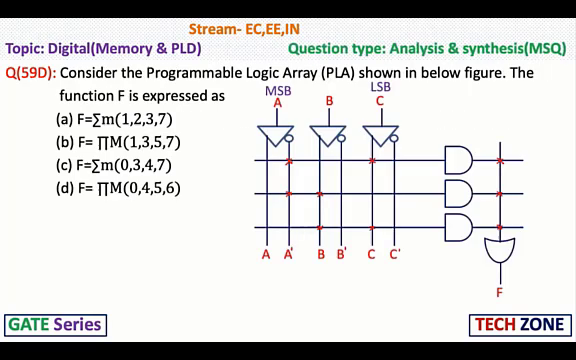Next, the question here is, consider the programmable logic array, that is PLA, shown in the below figure. The function f is expressed as, so the circuit is shown here: option A, f is equal to the sum of minterms 1, 2, 3, 7. Option B, f is equal to the product of maxterms 1, 3, 5, 7. Option C, f is equal to the sum of minterms 0, 3, 4, 7. Option D, f is equal to the product of maxterms 0, 4, 5, 6.